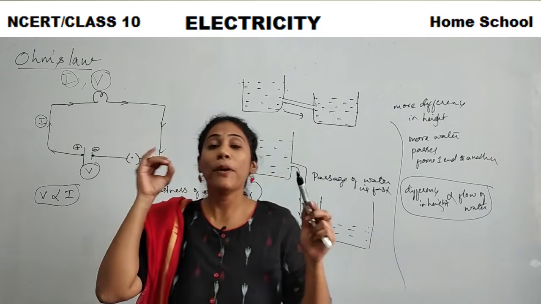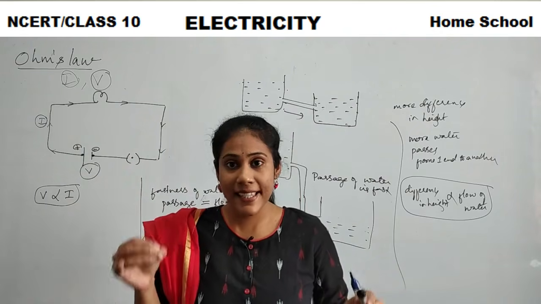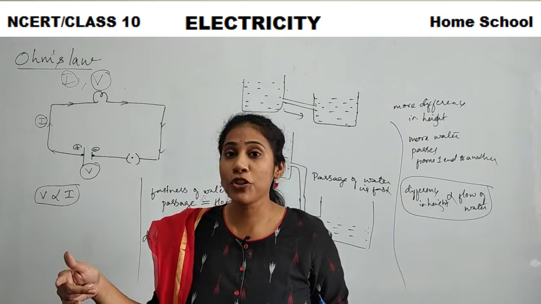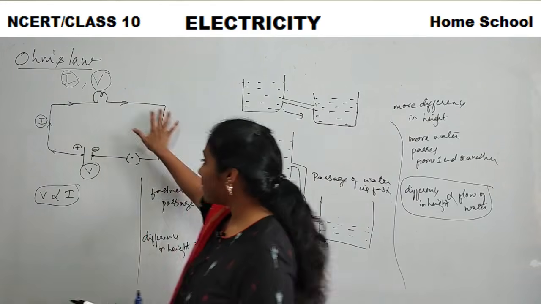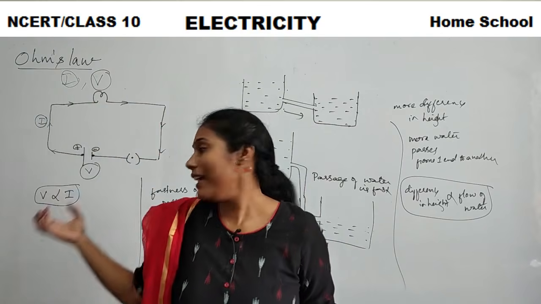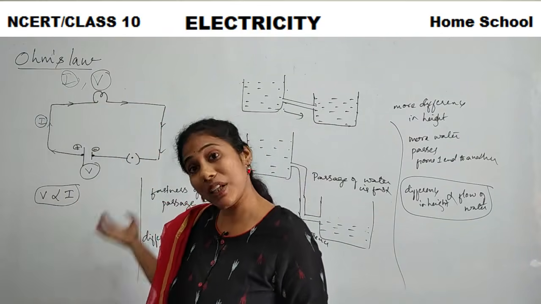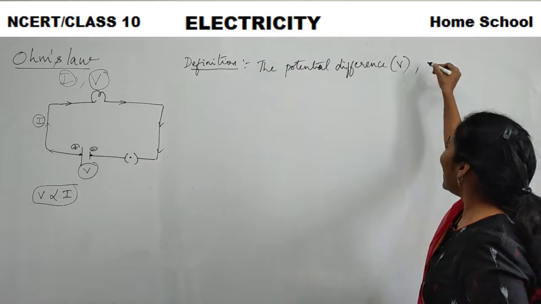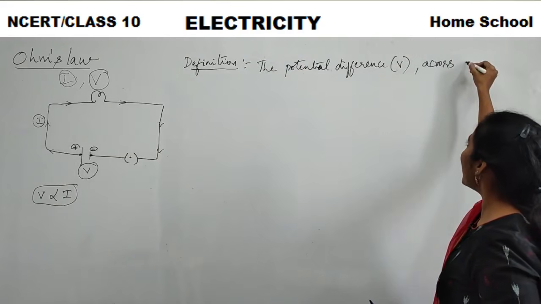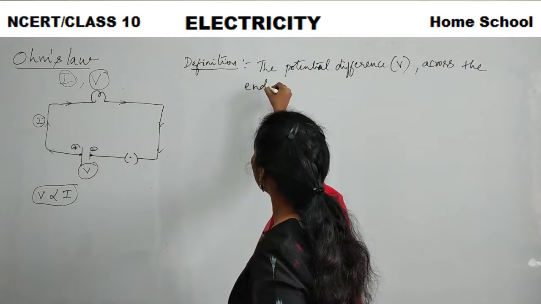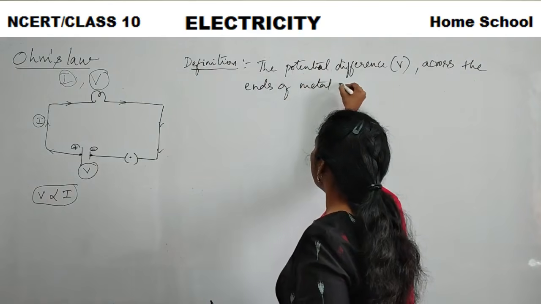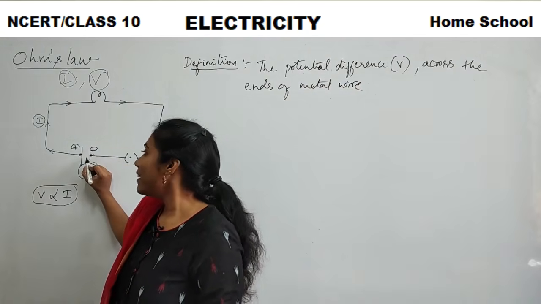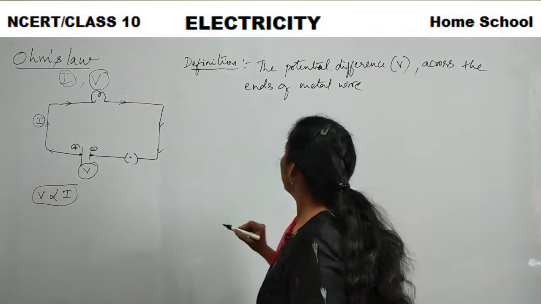Okay, so the potential difference across the ends of a metallic wire is directly proportional to current flowing in a circuit. Very simple. So now let us try to write the definition of Ohm's law. Listen carefully. The potential difference V across the ends of a metal wire, right? This is one end of the metal wire, this is the other end. Between these only you would observe a potential difference, right?